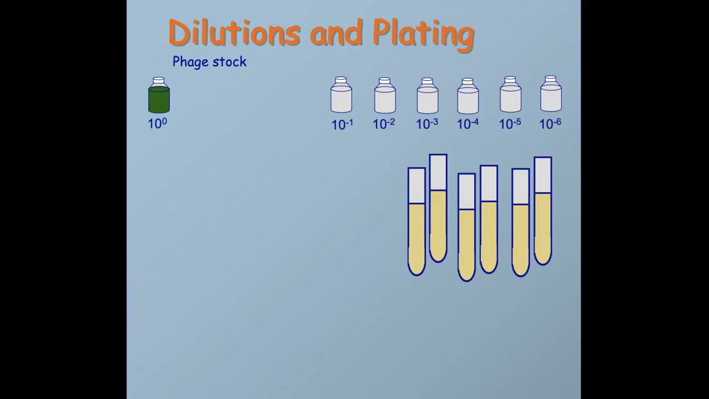Phages are easily enumerated in a sample using something called a plaque assay. So if we use a solution known as our phage stock, which is simply a sample that contains bacteriophages. So this is our 10 to the 0 dilution, and it's our concentrated phage stock. We can serial dilute this into buffer.